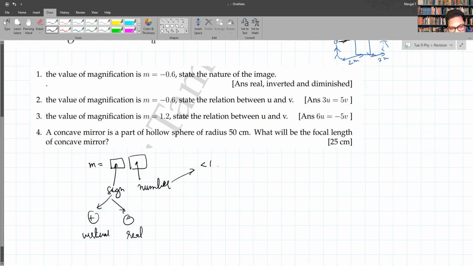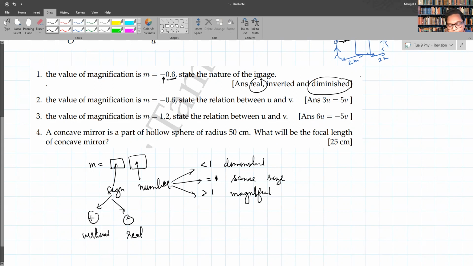If the number is less than 1, the image is diminished. If the number is equal to 1, the image is of the same size as the object. And if the number is greater than 1, the image is magnified. So in this particular case, it is negative. That's why it is real. It is 0.6, which is smaller than 1. Therefore, the image is diminished.